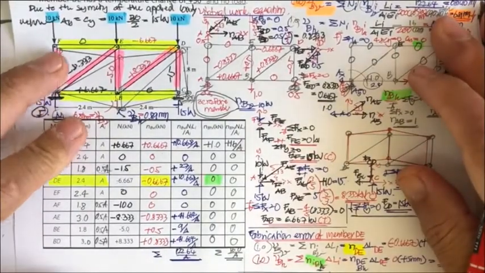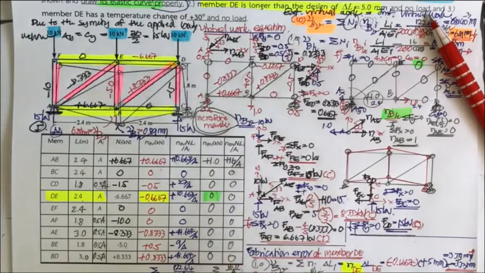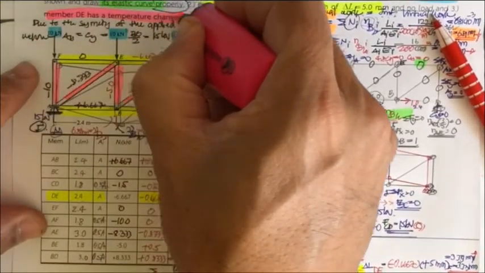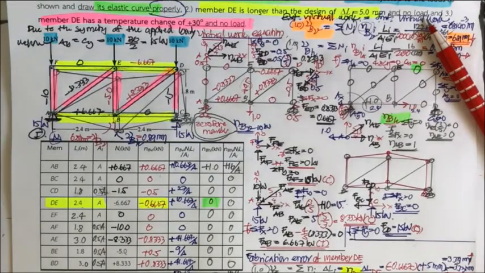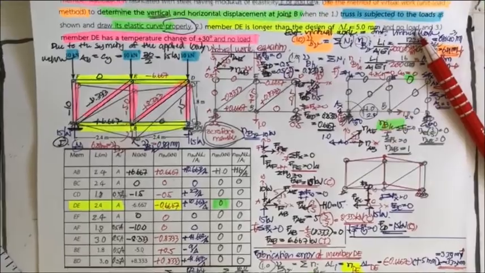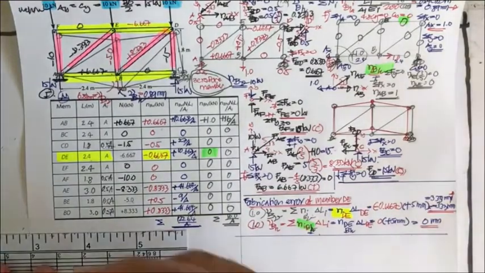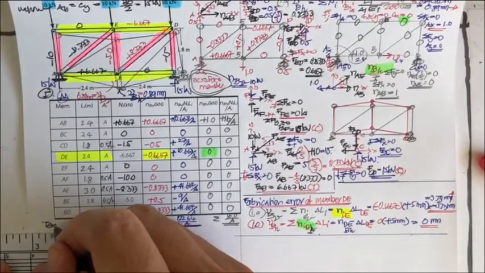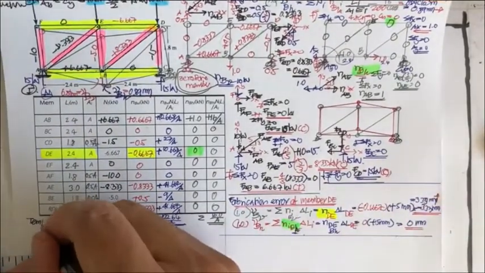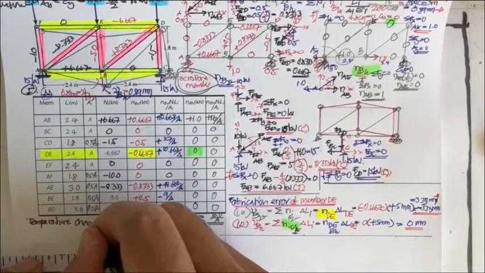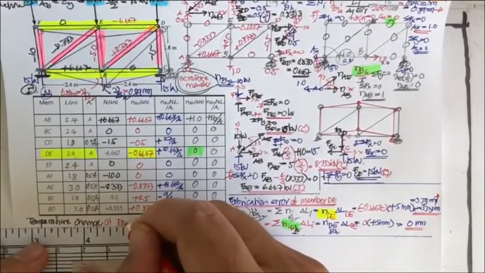And the last one, they ask us for the temperature change. They say member DE has a temperature change of plus 30 degrees Celsius. By now, let me just zoom a little bit to have some area that I can show you. Okay, next one is about the temperature change at member DE.